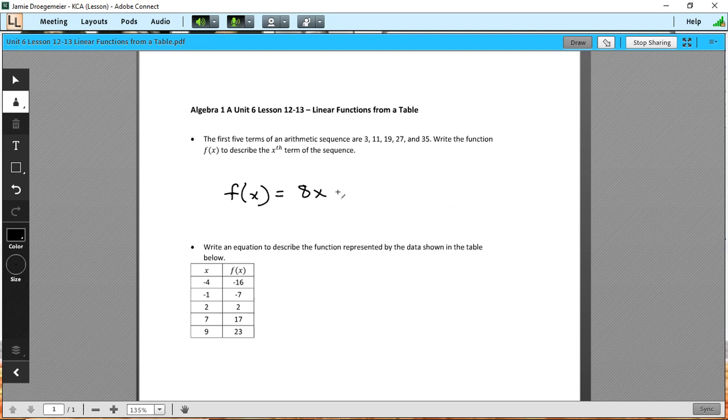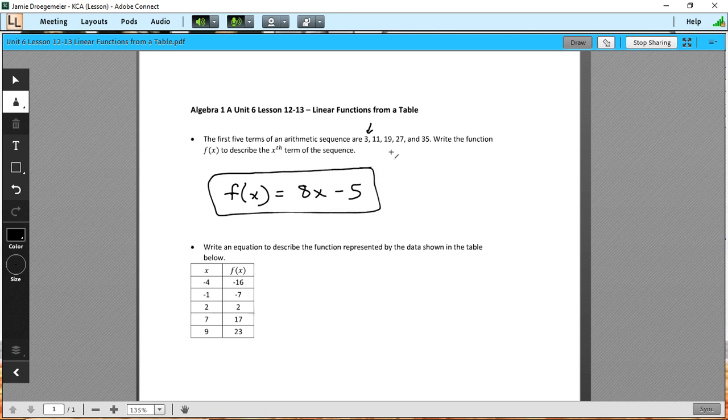Well, if you think about the first term, x is 1. And so when I plug in 1 for x, 8 times 1 is 8. But I need that first term to equal 3. So to get to that from 8, I would have to subtract 5. And so this is going to be our function.